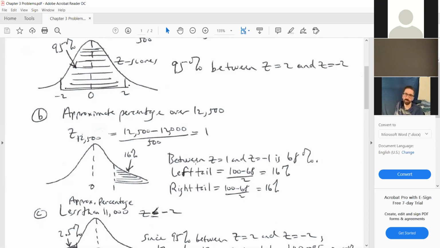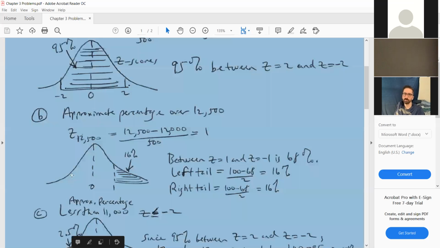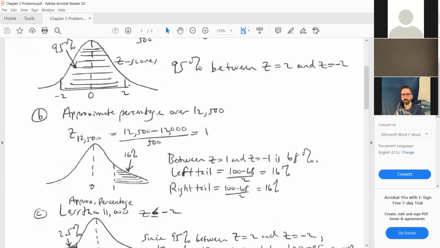So I said here between z equal to 1 and z equal to -1 is 68%. That's the empirical rule. Therefore, that leaves 32%. 100 minus 68 is 32%. Half of that 32% goes to the left tail. So if you can picture a -1 here, the left tail, to the left of that -1, would be 16%. And then the other half, 16%, is on this right tail. The answer to this question is 16%.